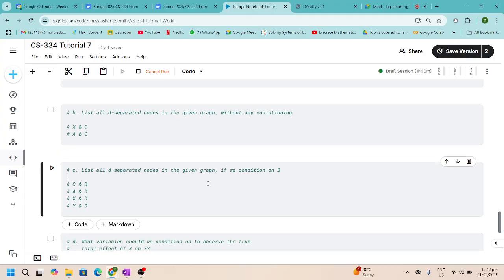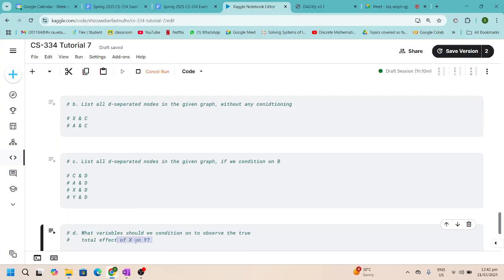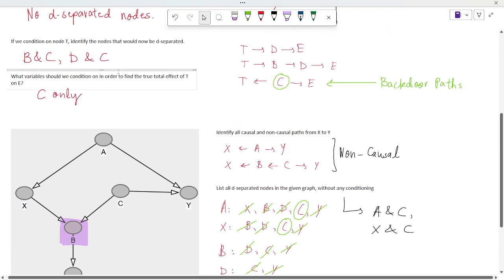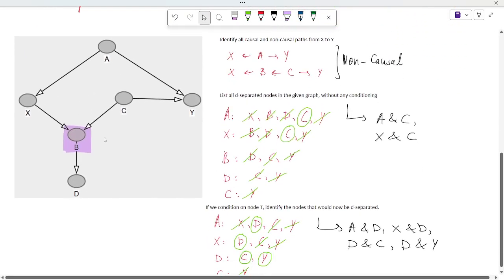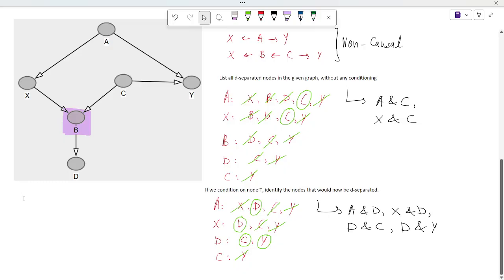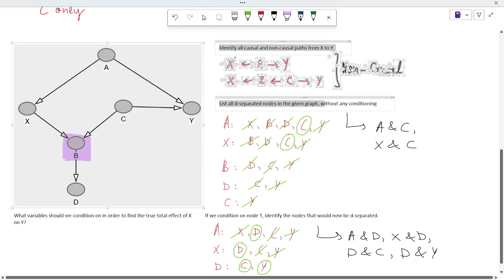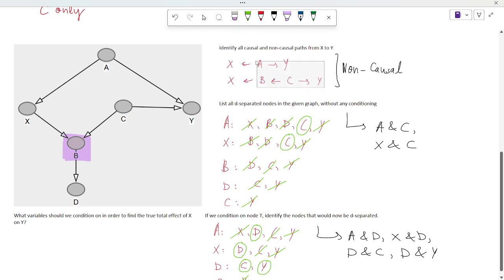So we have our last question over here. Now you have to measure the total impact of X on Y, and you want to figure out which nodes you have to condition on. I'm just going to edit this, X on Y. Essentially, you have already listed all the paths between X and Y, so I'm just going to copy and use these.